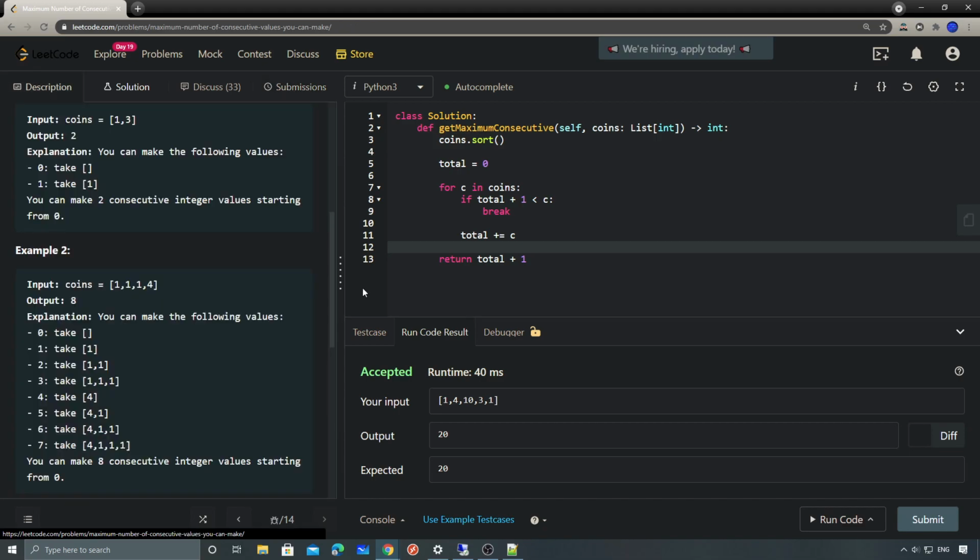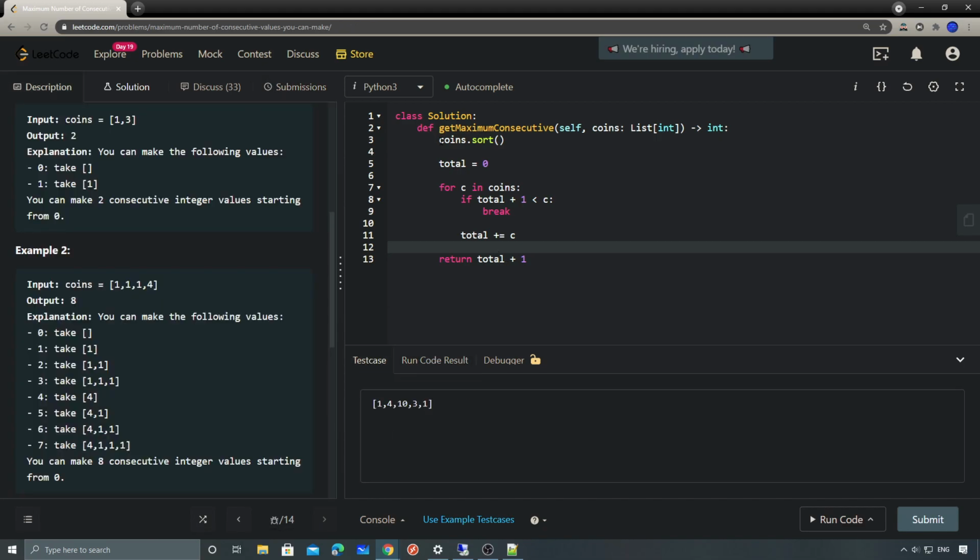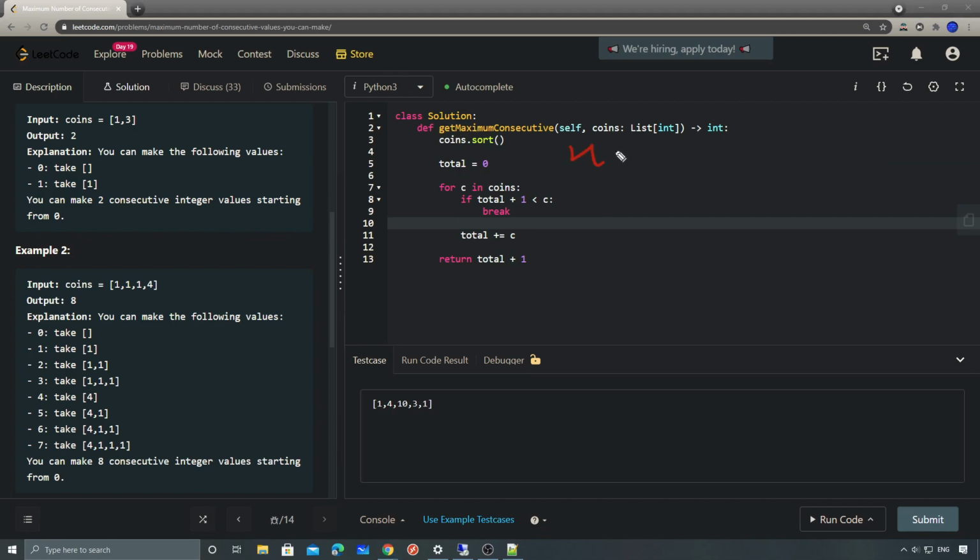Yeah. So I mean, the time complexity, obviously, this one is n log n, because we need to sort. That's n log n. Yeah, I don't know what else I can say for this problem.